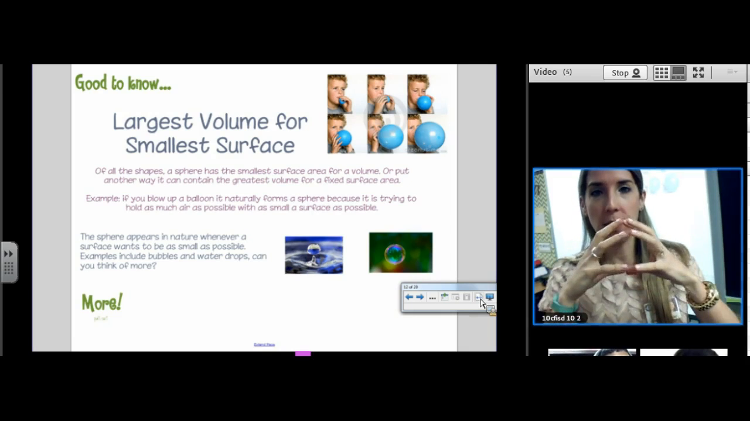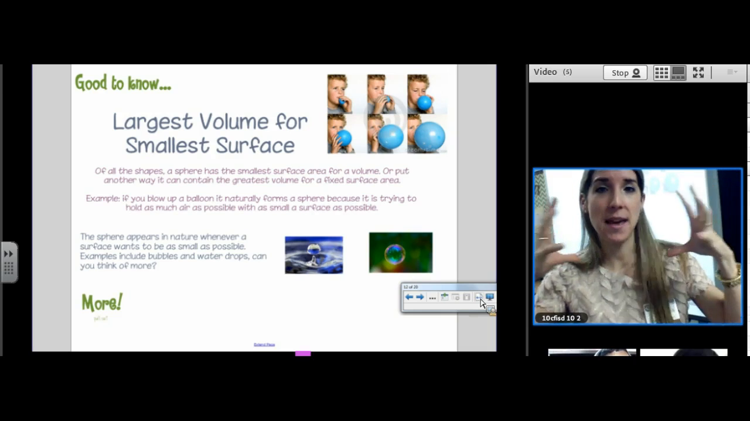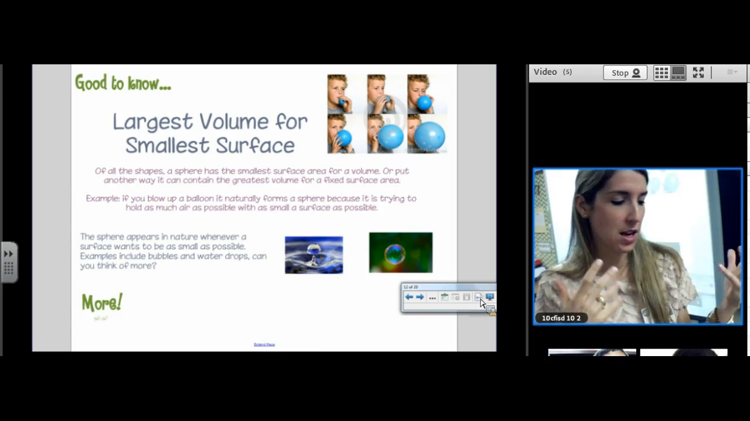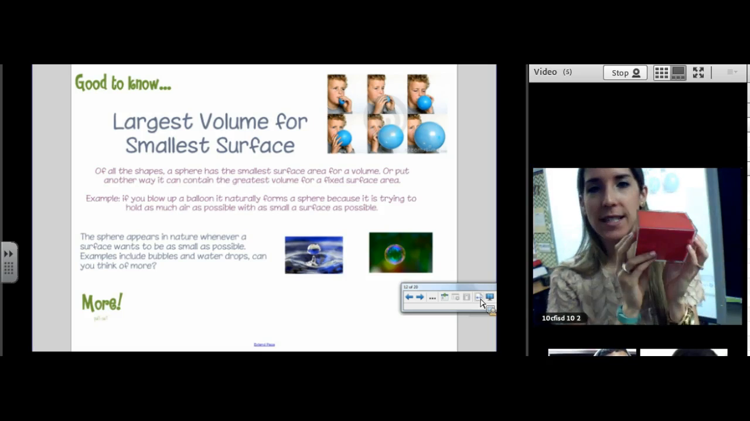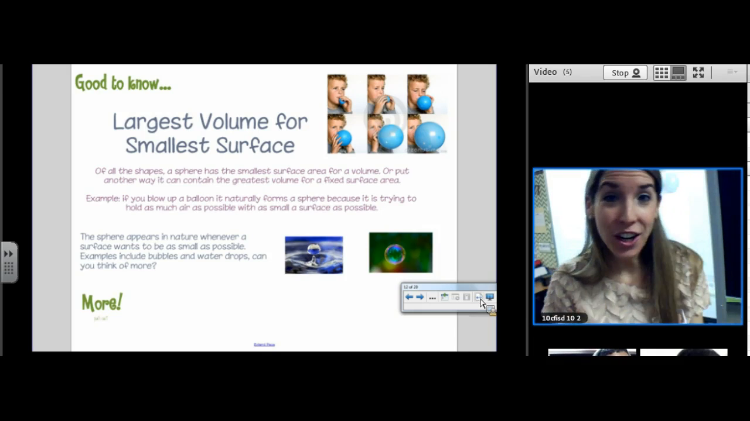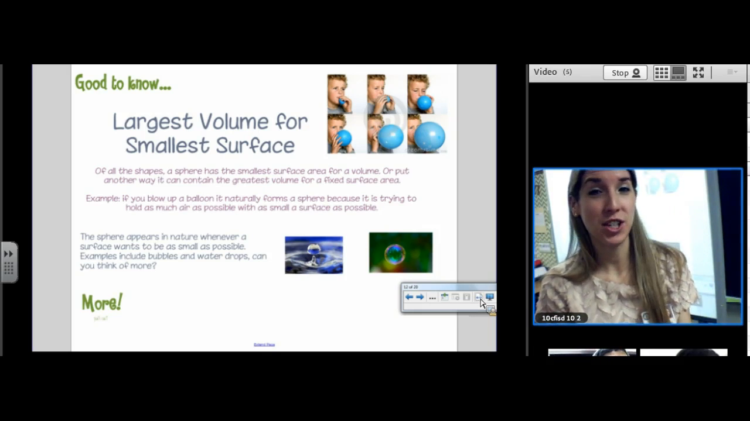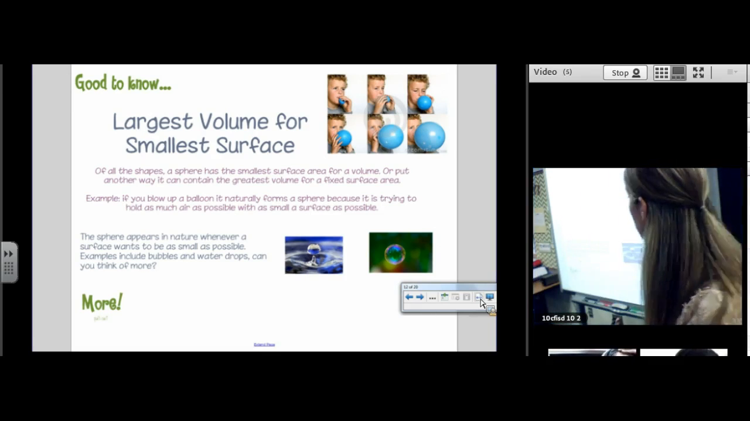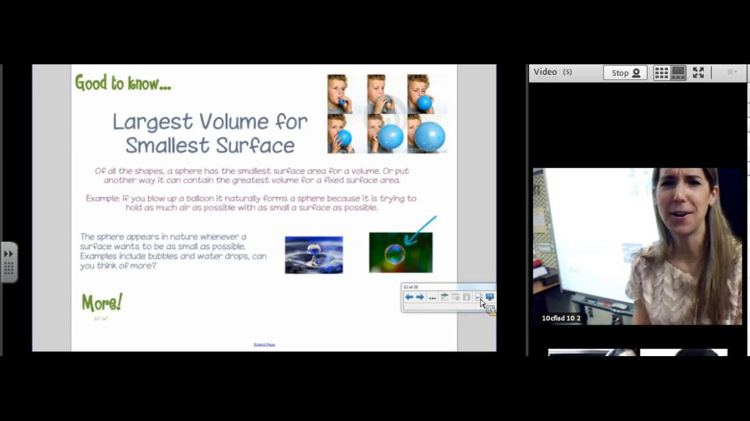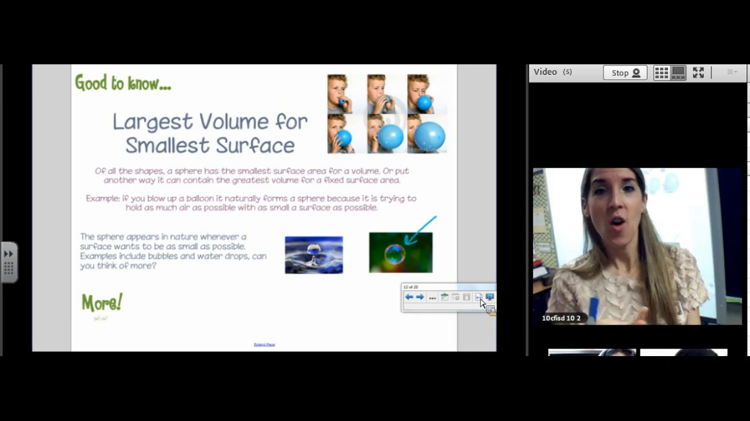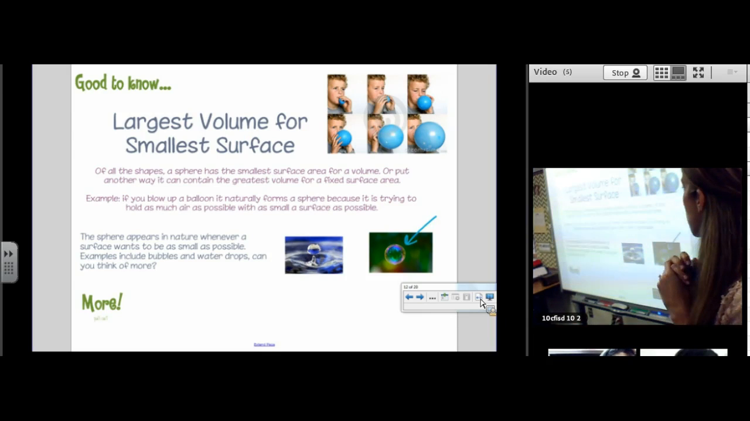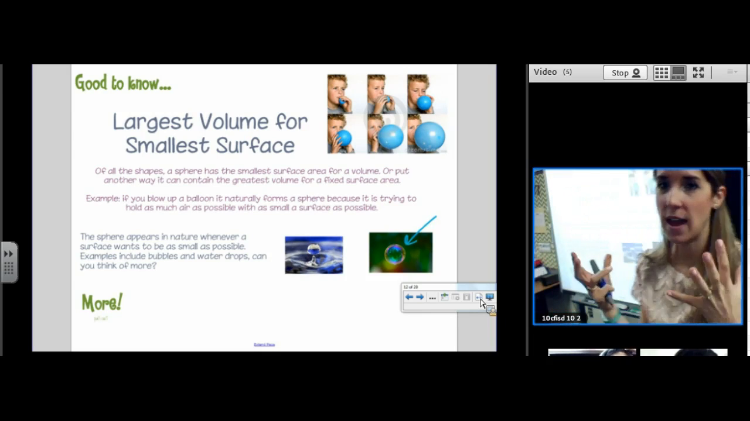So think about when you're blowing up a balloon. The volume is getting greater and greater. That's the biggest volume you can get with the smallest amount of balloon material. So if you blew up a balloon into a prism, you're not going to get as much volume for surface area as you would get with a sphere. Nature knows this, and spheres show up a lot in nature. When you blow a bubble, it doesn't turn into a cone. It turns into a sphere. Water droplets, a lot of times, are spheres.